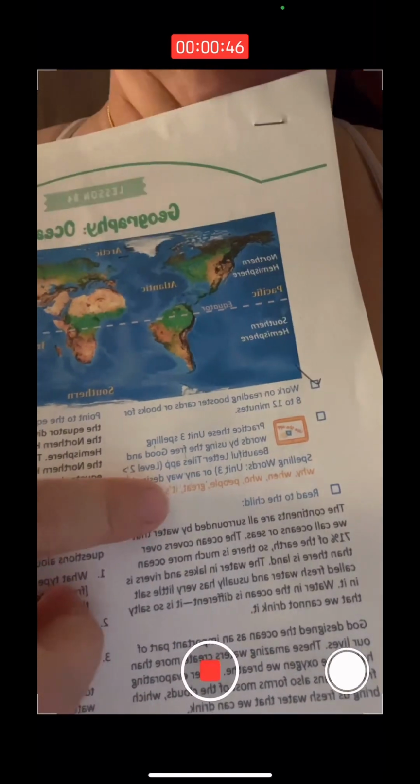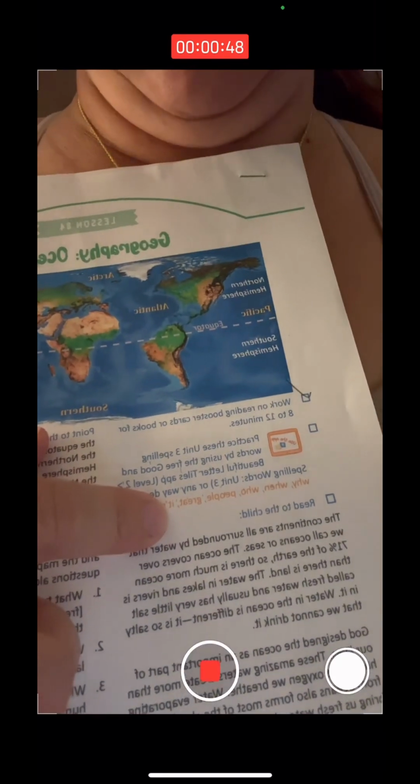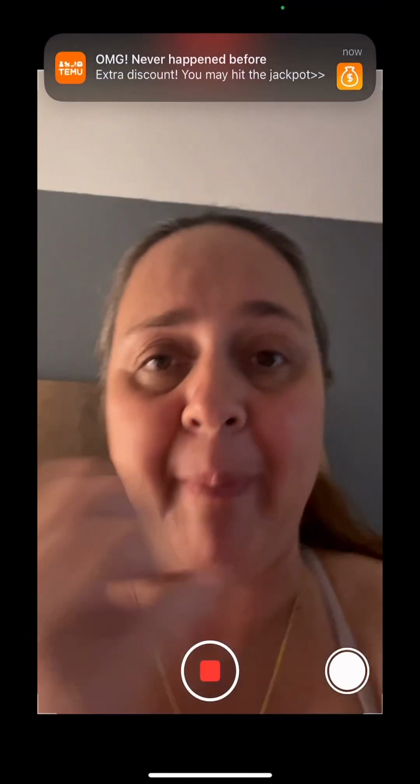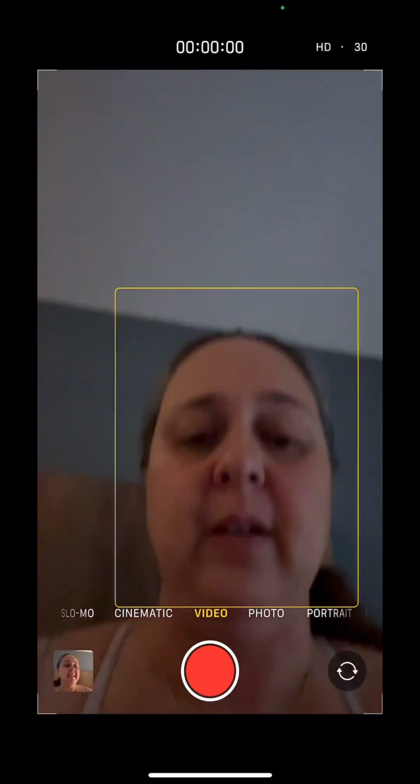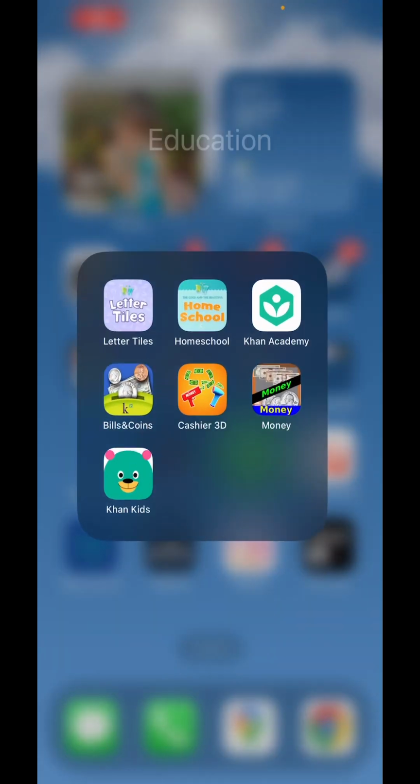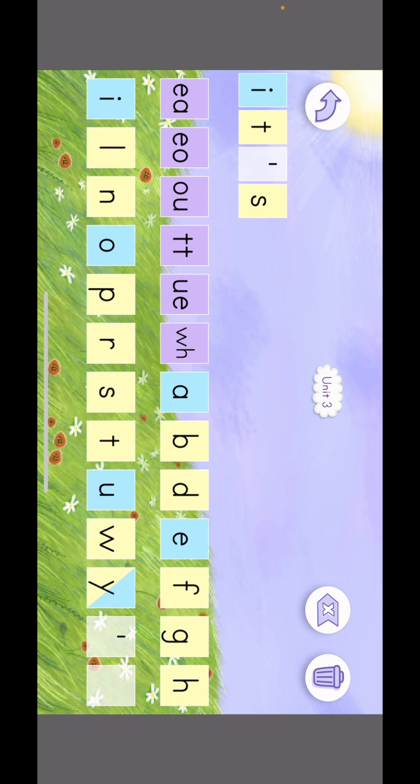Geography, oceans. The first thing we're gonna do is this right here, which is his new spelling words from this unit, and we're gonna do it through the letter tiles from The Good and the Beautiful, and I'm gonna record him doing that. Derek, please turn the light on. There, I turned it on. Let's start over.